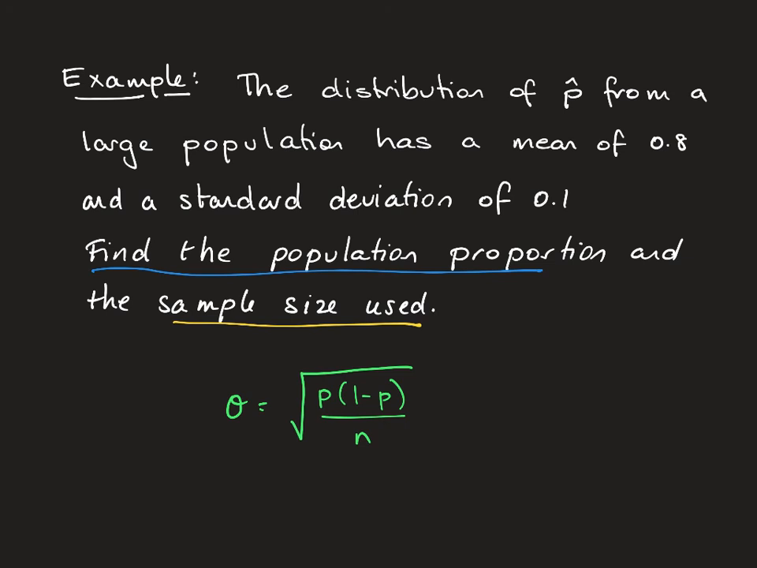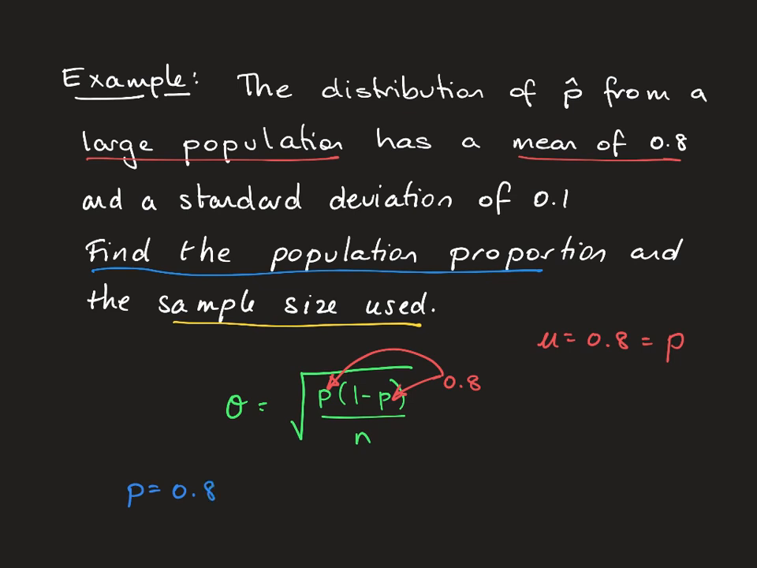Now sometimes the information that they give you is actually kind of hidden away in the question. So in this question here, let's just read what it says first. The distribution of p hat from a large population has a mean of 0.8. So it's from a large population, the mean is 0.8. So we know that the mean is 0.8, and that's actually equal to the population parameter. So we can put 0.8 in here and here. So we've already answered one of the questions that was asked. So p is equal to 0.8.